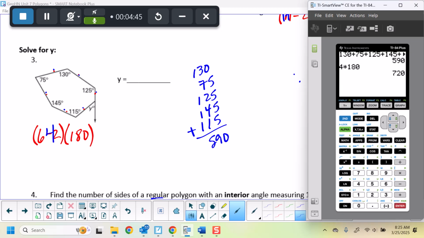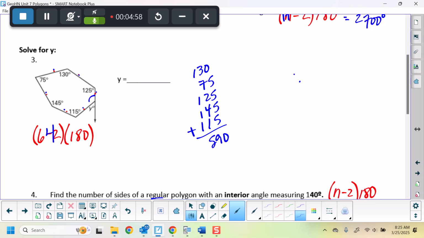So 720 live inside of that figure. I'm able to account for 590. So when I do my subtraction, this obtuse angle here has a measure of 130 degrees.